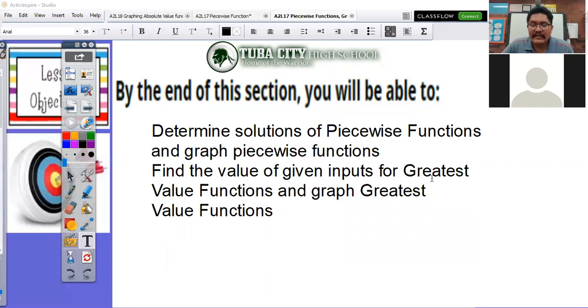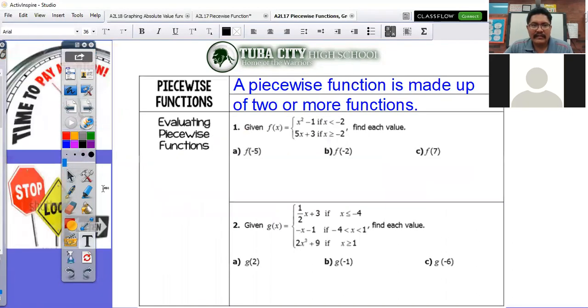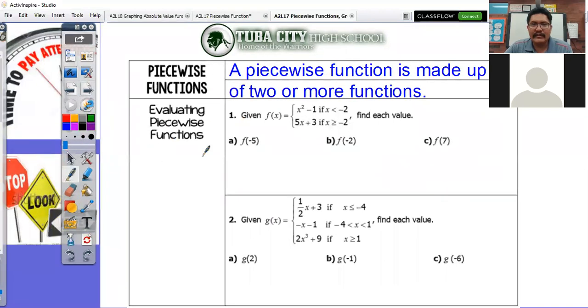All right, so by the end of this section, you'll be able to determine the solutions of piecewise functions and graph piecewise functions, find the value of given inputs for greatest value functions, and graph the greatest value functions. That second part, like I said, I'm going to break into 2 days, so it's going to be kind of a shorter lesson. But like I said, this is for the enrichment week, and we can go over some more of this week's packets on Wednesday. That's my plan anyway.